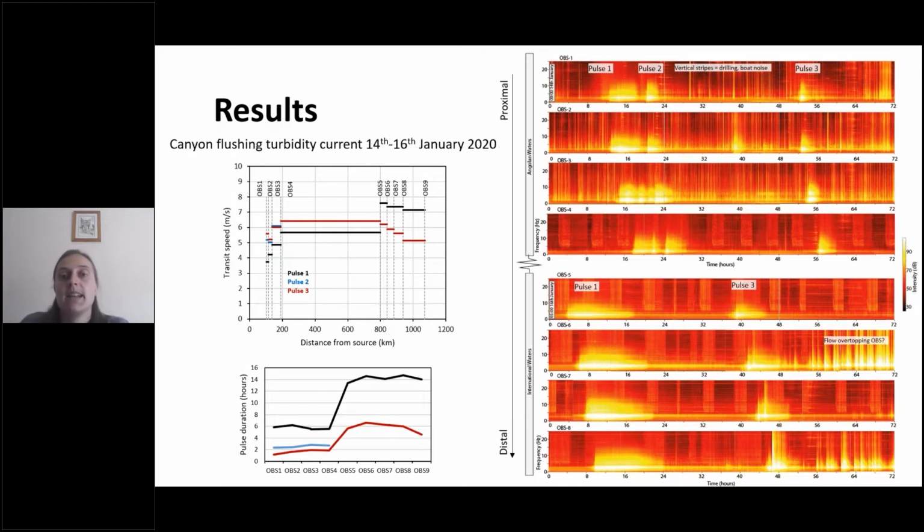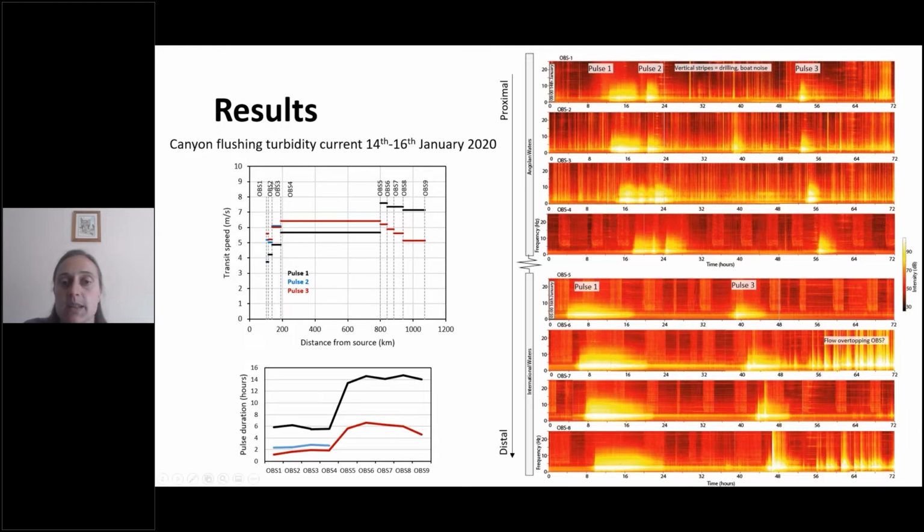One thing to say about this event is that it contained pulses. We hadn't realized that from the ADCP data, because the ADCP data just told us the arrival times of the events, and then the moorings broke. Whereas with the OBS data, we had the fantastic opportunity to see the whole flow and get an idea of the internal structure. So we're really interested to see that this event appears to be pulsed.